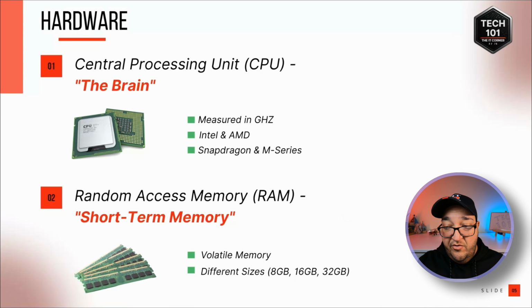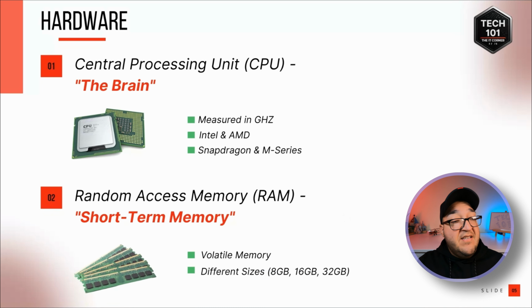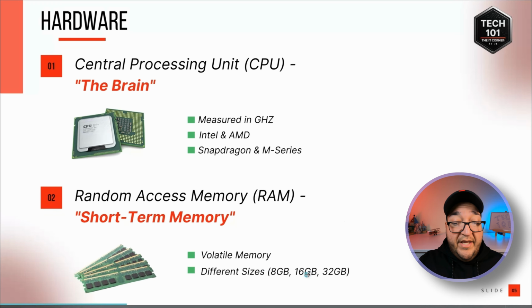That's what volatile means. RAM comes in different sizes, and they vary from 8 gigabytes to 16, 32 gigabytes. The more RAM that a system has, the more tasks it can handle at once. So yeah, pretty much in short, that's what it is. We'll cover what gigabytes are later, so just stay tuned for more.